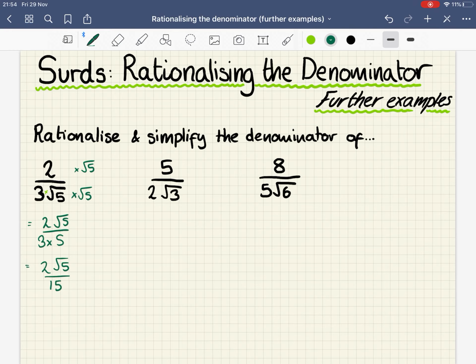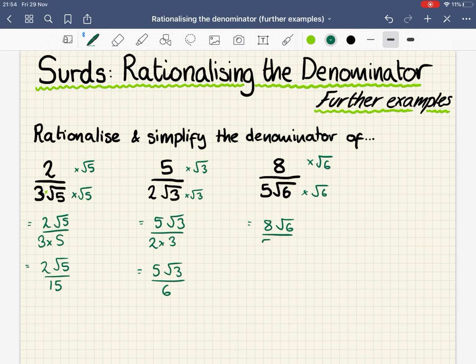Next one, I've got 5 over 2 root 3, so multiply the top and the bottom by root 3. So that's going to be 5 root 3 over 2 times, again, root 3 times root 3 is just going to be 3. So I've got 5 root 3 over 6. Last one on this page then. Again, multiplying by our surd. We now have 8 root 6 over 5 times 6.